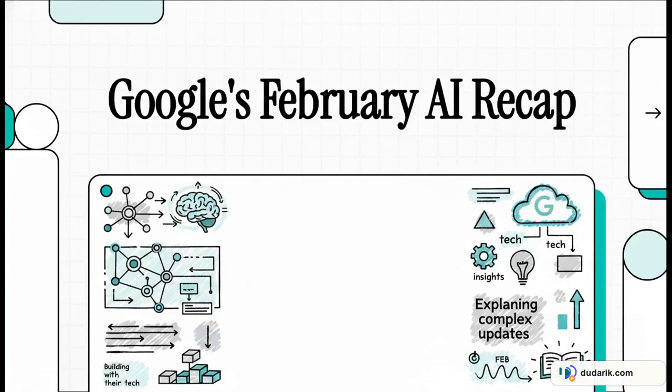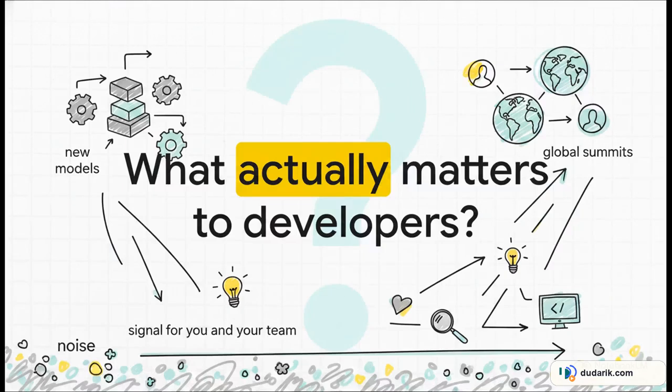So, Google dropped a whole bunch of AI news in February, and we're going to break down what it all really means, especially for those of you who are actually building with this stuff. Okay, let's just dive right in.